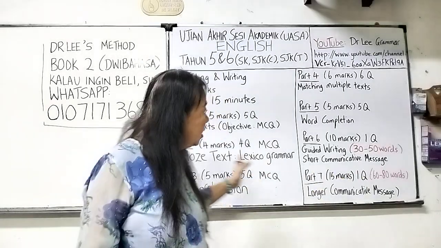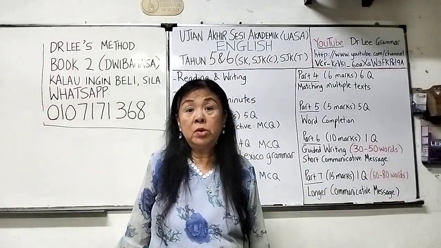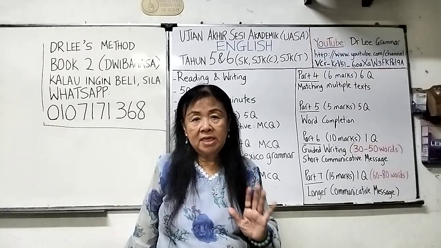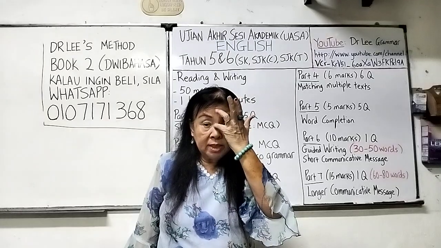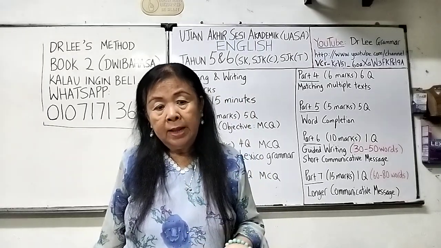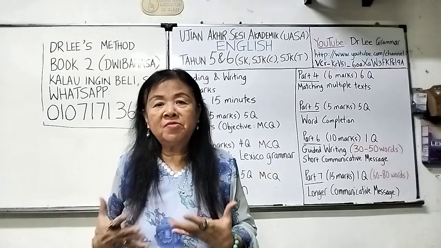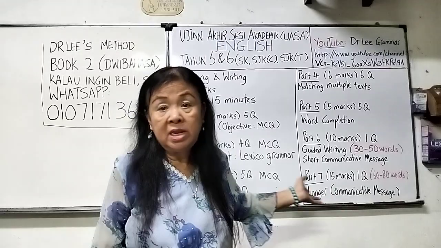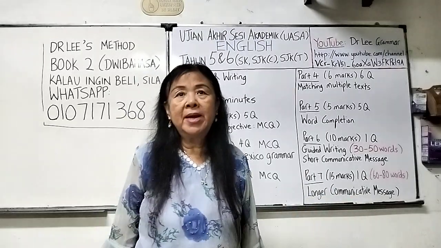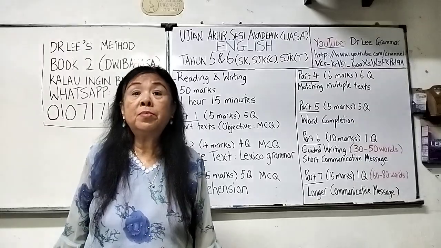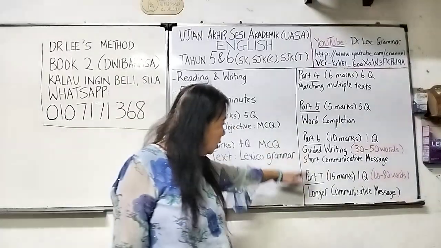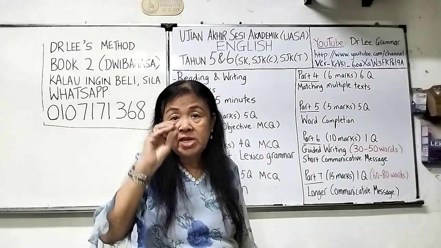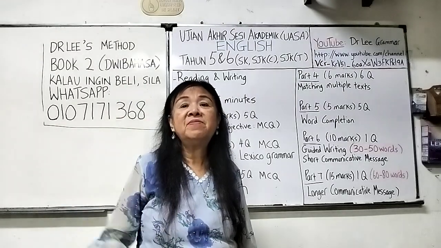Alright, so I have already shared with you all the 7 parts, the format of UASA English, which all students in school, at the end of the year in year 5 and year 6, have to do and have to know. I've already mentioned everything. Now just bear in mind that you have to allocate your time properly. Just look here, you will know. Part 6 and part 7 are 25 marks. Full marks is 50. That means part 1 to part 5 is 25 marks.